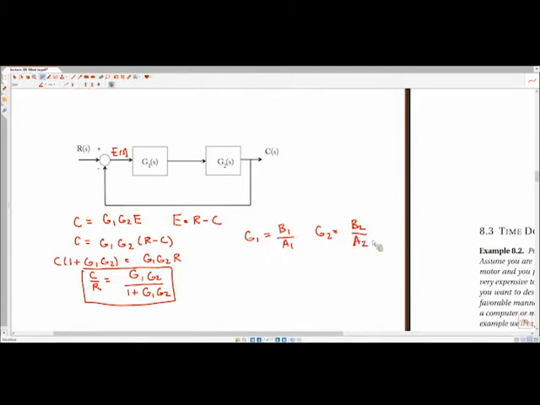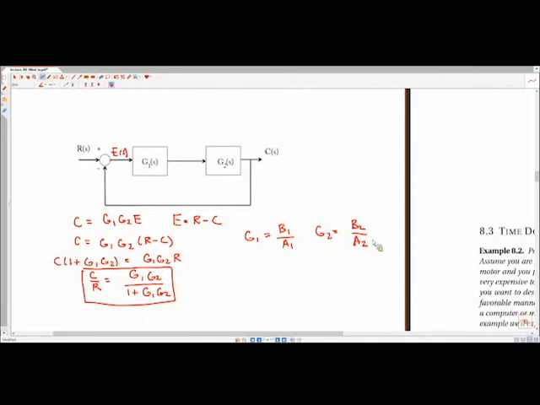Say you are given a plant, and the plant is naturally unstable. An inverted pendulum is a case of an unstable system. That means you're going to have poles in the right half plane of that system, which is obviously not desirable. What this allows us to do is actually change the transfer function for C over R such that the poles are no longer in the right half plane.